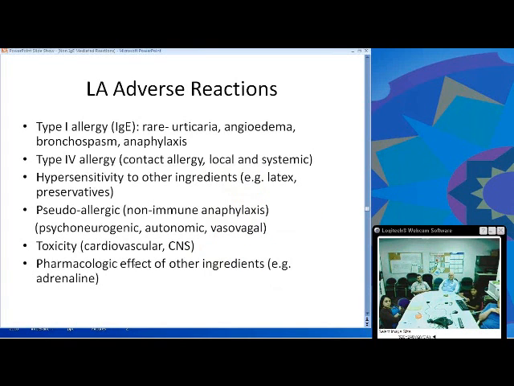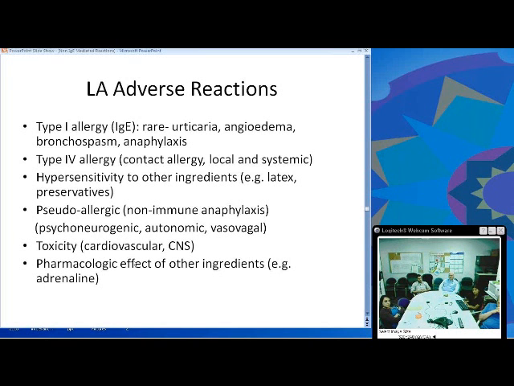So the adverse reactions are of several types. Type 1 allergy, that is IgE-mediated. It's rare and it can cause urticaria, angioedema, bronchospasm, and full-blown anaphylaxis. Type 4 reaction is contact allergy, and it can be local contact allergy or a systemic contact allergy. The reactions could actually be hypersensitivity to other ingredients that are added, like preservatives or latex from the bottle that's used can cause a problem.